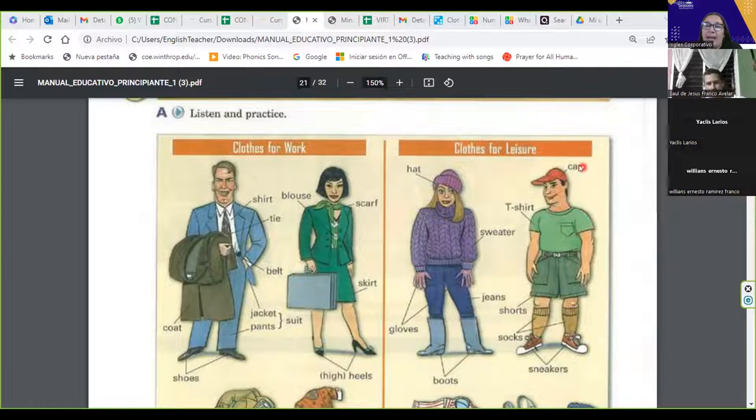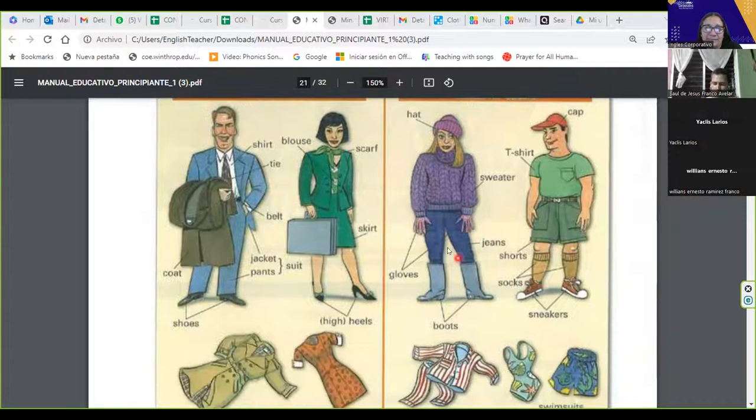And for the man, cap, t-shirt, shorts, socks, sneakers. ¿Se fijan? Las piezas, o más bien dicho, los items, los pieces of clothes, las piezas de ropa que están en las piernas o en las manos, son considerados en plural, porque usted usa gloves con ese, jeans, shorts, socks, sneakers, boots, yes. Y cuando es una sola pieza, que no va en las piernas ni en las manos, podría ser a hat, a cap, a t-shirt, a sweater, que significa uno nada más.